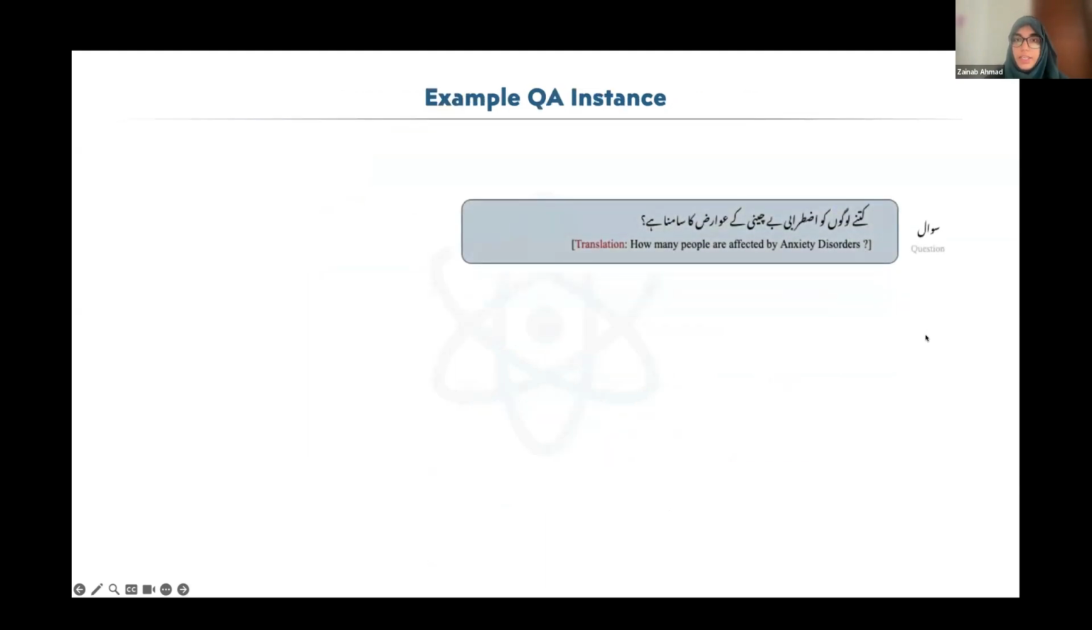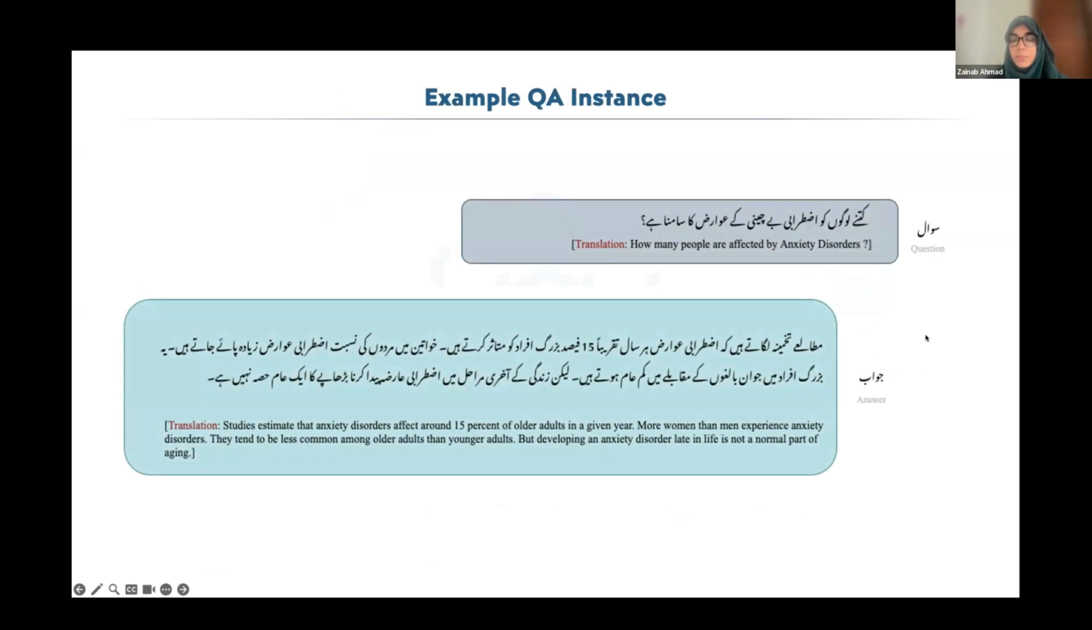And here I have presented a sample instance from the corpus. So this is how it looks. Basically, the translation is given for the convenience of the readers, but the corpus itself is in Urdu.